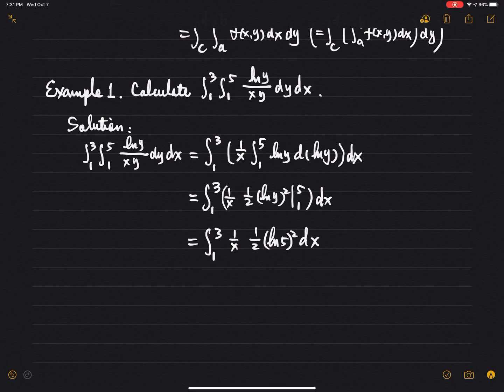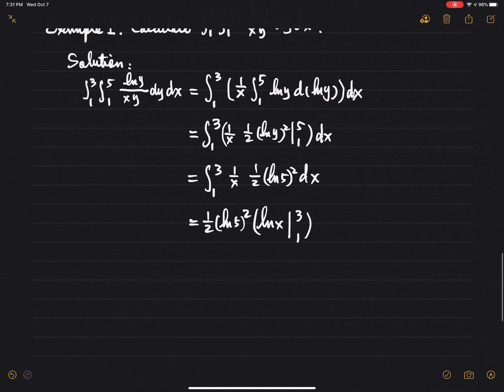Now half (log 5) squared is a constant, we can move it out. So 1/2 (log 5) squared moves out. Now 1 over x dx, the antiderivative is log x, and then plug in 3 and 1. Again, log 1 equals 0. So finally, we have 1/2 (log 5) squared. Notice this 2 you cannot move down. If it's log of 5 squared, then the 2 can move down, but this you cannot. So we just leave it like that.